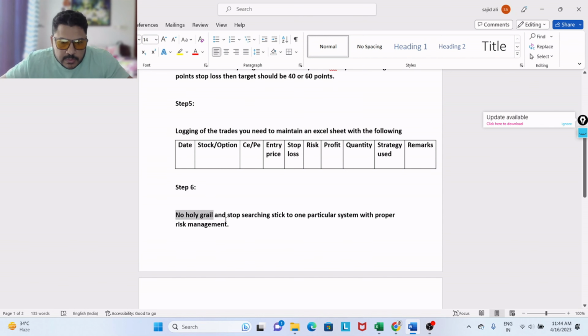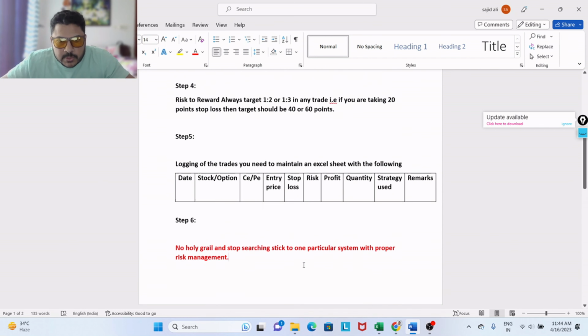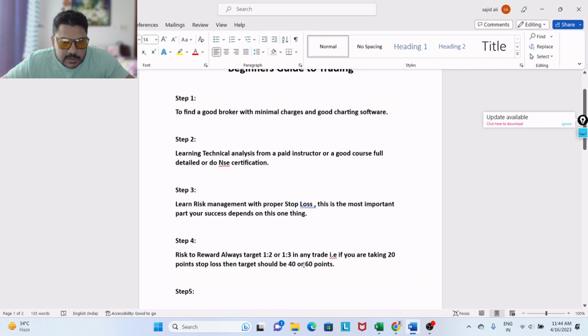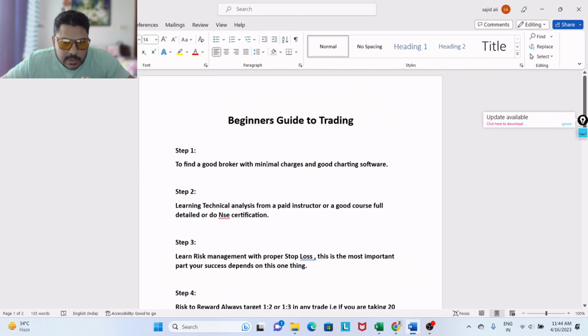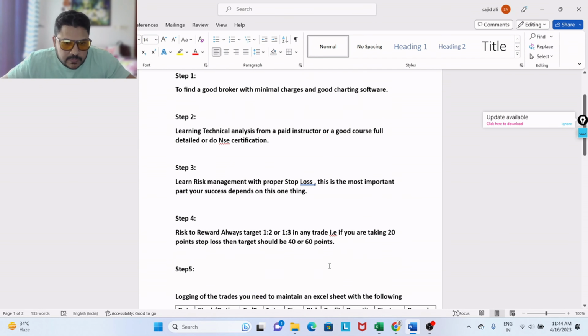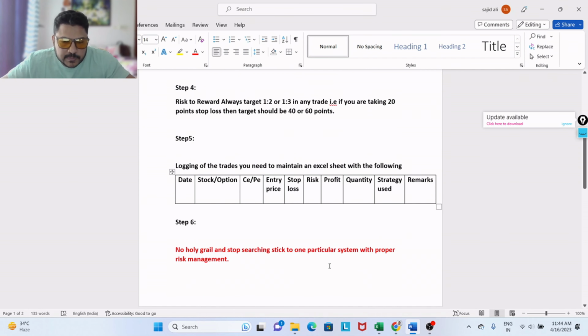So stop looking for a holy grail in the market and stop trying to find different strategies. You will start going to YouTube, finding a lot of strategies and experimenting. So stop experimenting. Do not experiment with your money. Just follow the simple guidelines which I have given here. Step 1, step 2, step 3, step 4, step 5, step 6. And then you see how your results shape up.